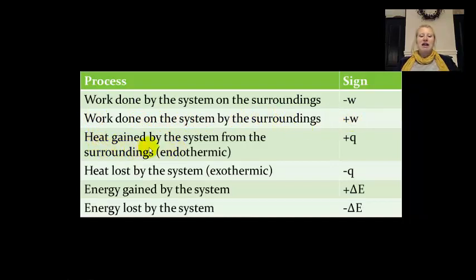If you are gaining heat, so heat is coming from the surroundings into the system, then your Q, your heat, is going to be positive. But if the system is losing heat to the surroundings, your Q will be negative. And then finally, if energy is being gained by the system, that means your change in energy is going up, so it's positive. And if your system is losing energy, you will have a negative delta E.